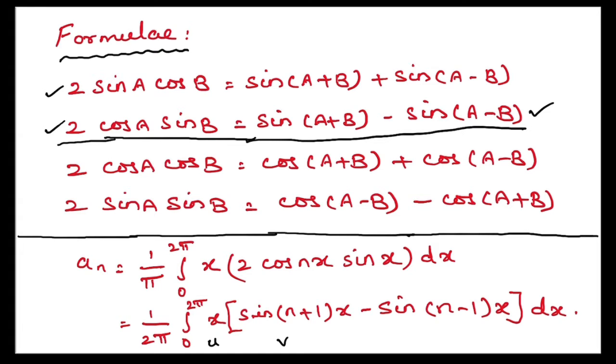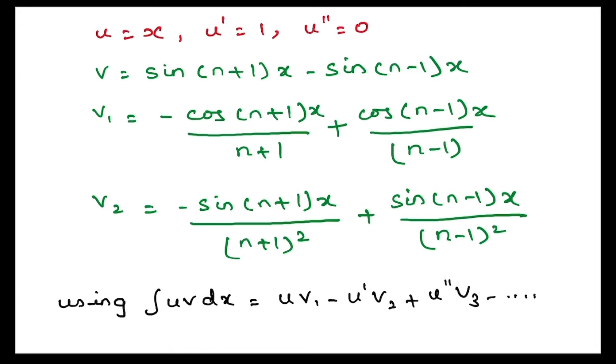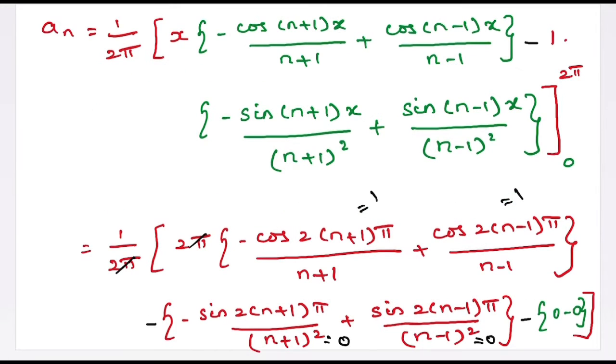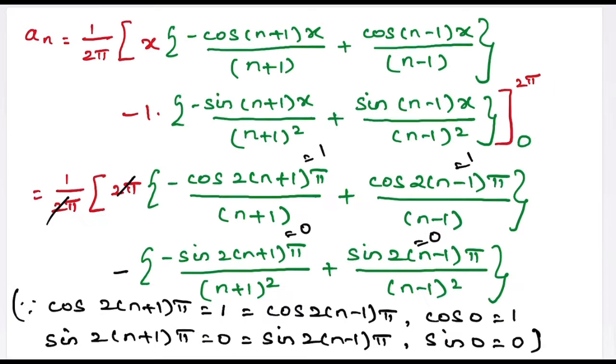Now integrating using Bernoulli's formula, taking u equal to x and v equal to sin n plus 1 into x minus sin n minus 1 into x. Here differentiation is given in red color and integration is given in green color. Now after substituting the values in Bernoulli's formula, apply the upper limit 2 pi, which is in red color. Since we have cos 2n plus 1 into pi is equal to 1 and cos 2n minus 1 into pi is equal to 1, and sin 2n plus 1 into pi is equal to 0 and sin 2n minus 1 into pi is equal to 0, and cos 0 is equal to 1, sin 0 is equal to 0.